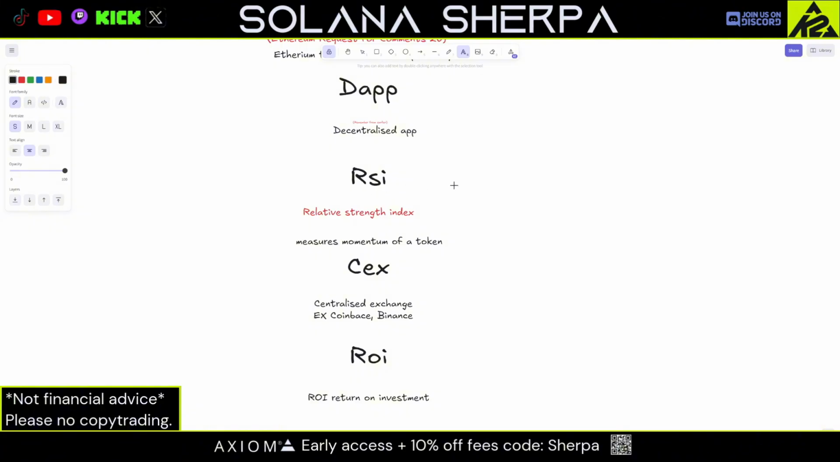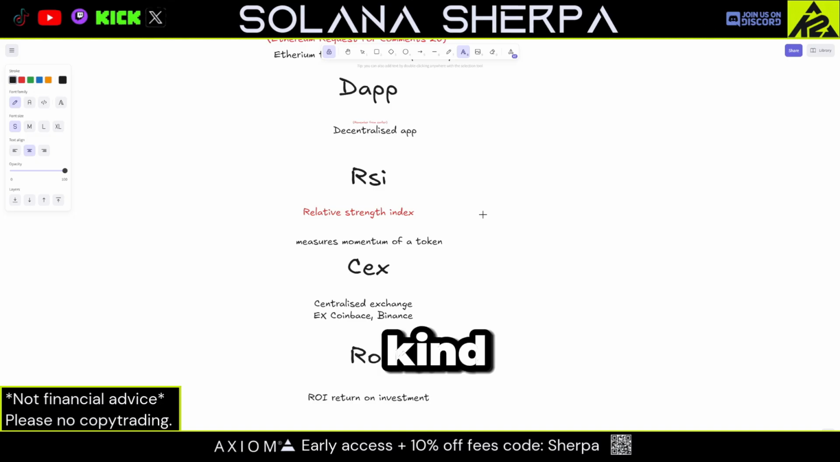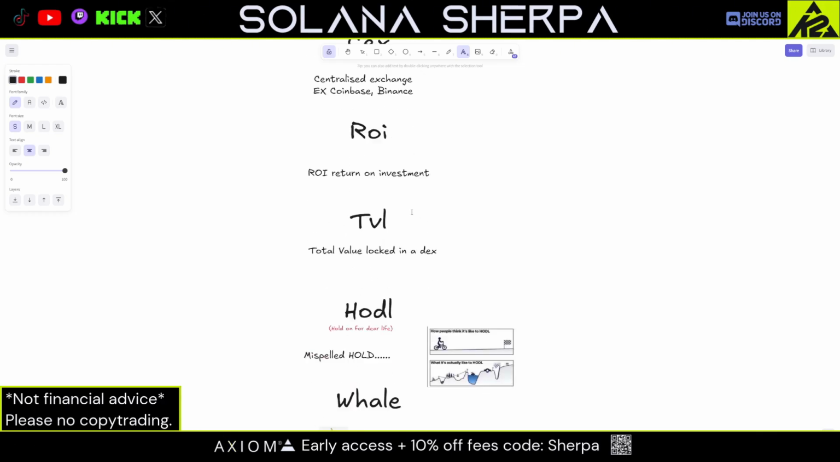RSI is the relative strength index of a coin. This just measures the momentum of a token and gives you an indicator on how well a token's doing. A CEX is a centralized exchange. An example of this is Coinbase and Binance. ROI just means return on investment.